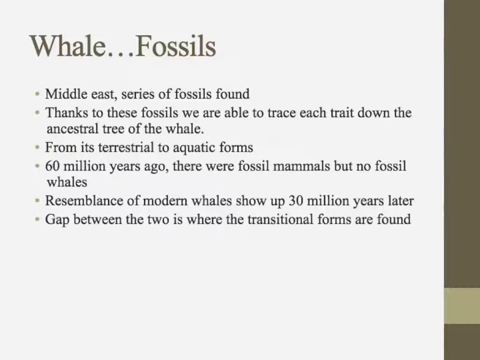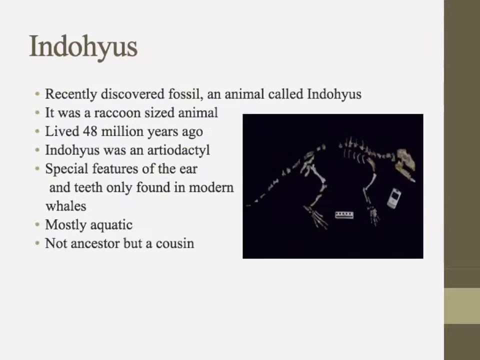These traits are easily traced through fossils that have been found in the Middle East. These fossils give proof that the whale came from terrestrial forms of life. 60 million years ago, there were a lot of fossilized mammals, but no whales. Animals that resembled modern whales showed up 30 million years ago. So to find the transitional forms, we look in the gap between these time periods.